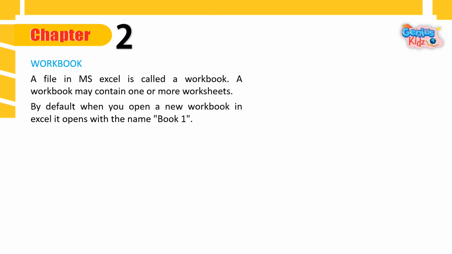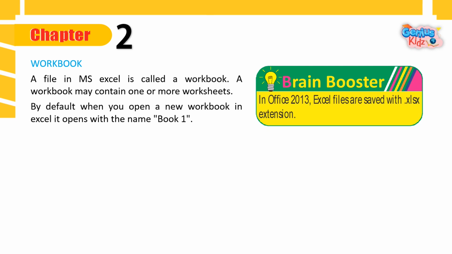Workbook. A file in MS Excel is called a workbook. A workbook may contain one or more worksheets. By default, when you open a new workbook in Excel, it opens with the name Book 1. Brain Booster. In Office 2013, Excel files are saved with XLSX extension.